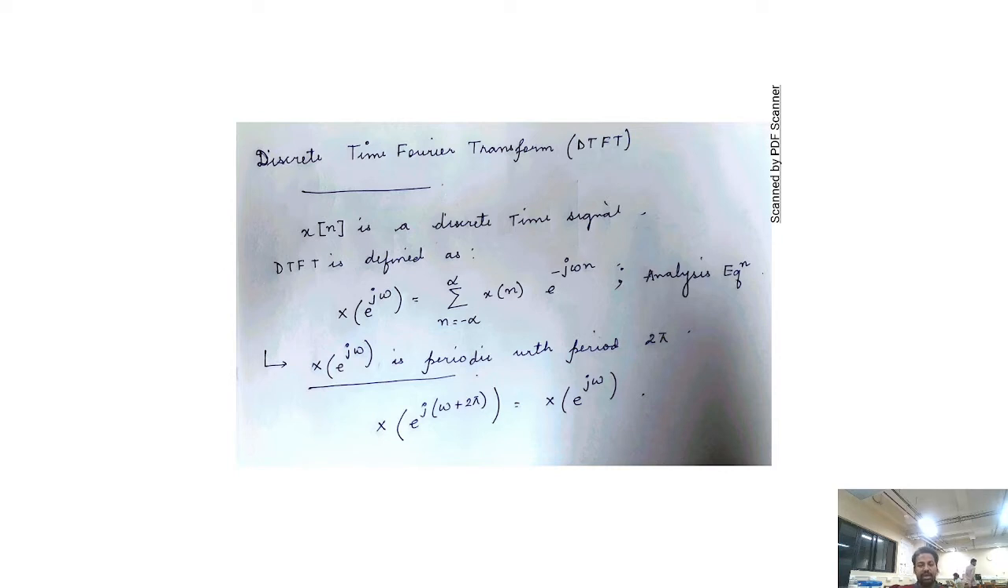This equation is also known as the analysis equation, because here we obtain the Fourier transform, that is X of e to the power of j omega, from x of n. And this is very important to keep in our head.